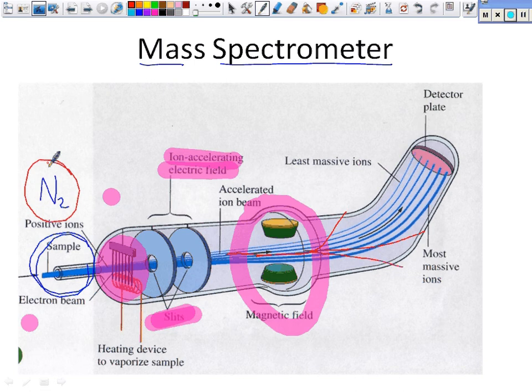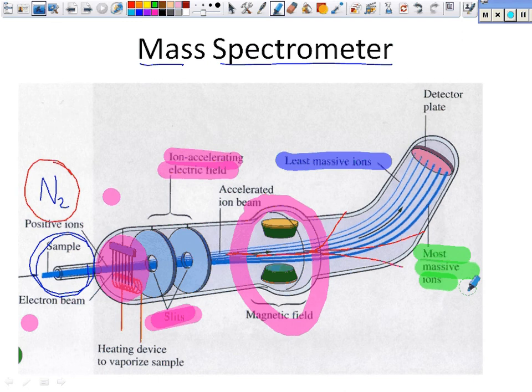Here's the most important thing that I want you to highlight on this: the top is going to be your least massive ions and the bottom are going to be your most massive. And again, why are the most massive ions on the bottom and the least on the top? It's the effect of the magnetic field. The lighter the particle, the more affected it becomes. The heavier the particle, the less affected it becomes.